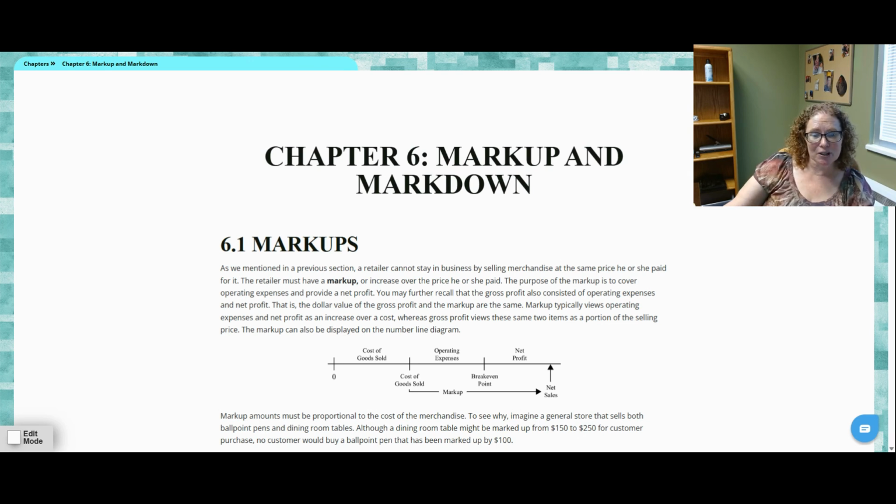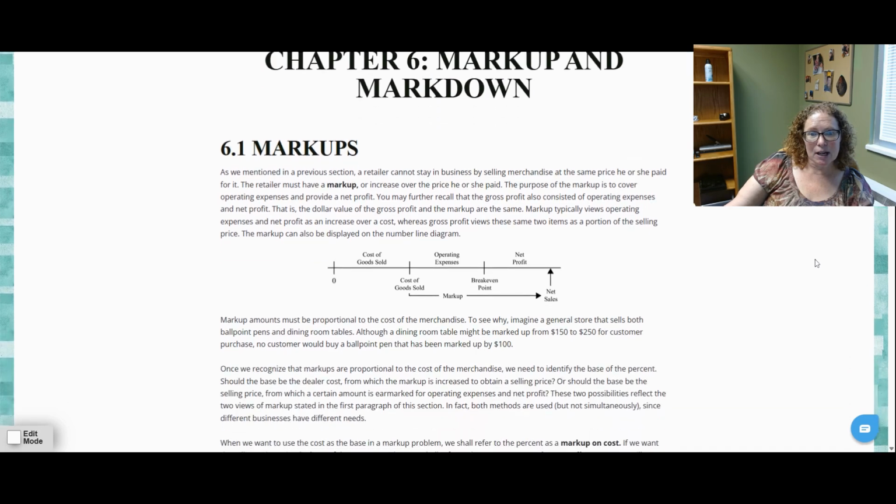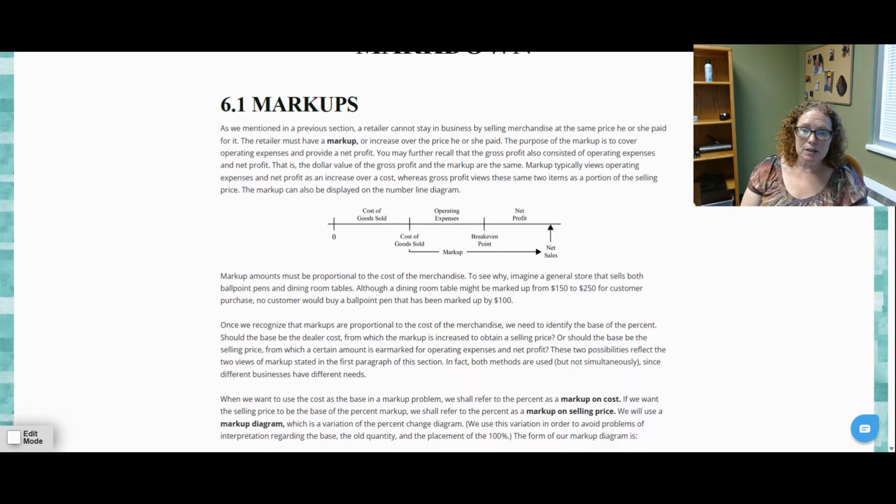And as we start, you can see the number line diagram, and we start with 0, and we have the cost of the goods sold as the first amount. Then the operating expenses. And then, of course, that break-even point where you don't make any money, but you don't lose any money. It's right there in the middle. And then the net profit. And under that, the markup includes those operating expenses.